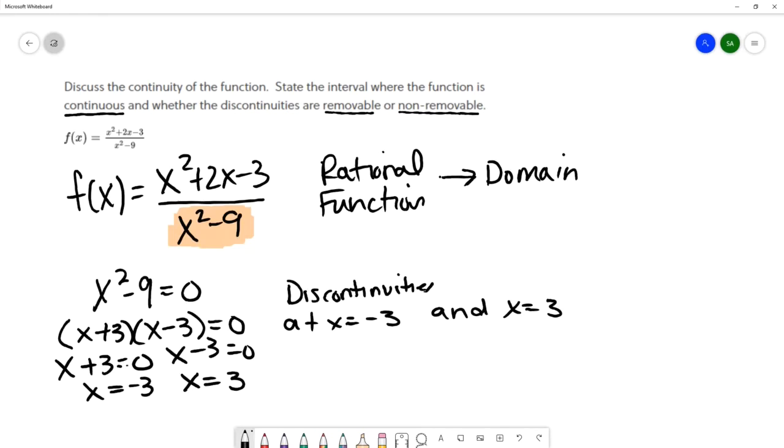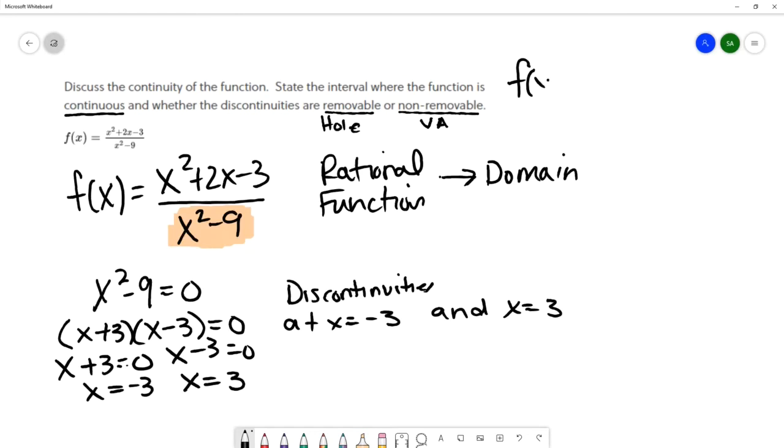Whenever you have a vertical asymptote, that's when your discontinuity is non-removable. But if you have a hole in the graph, a hole can be filled in with a single point, and that would make a continuous function. And so a discontinuity that is removable will be a discontinuity that's a hole. So to figure that out, I'm going to rewrite my function in factored form. I want to factor the numerator and factor the denominator.